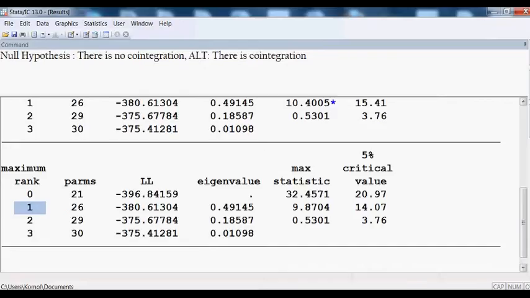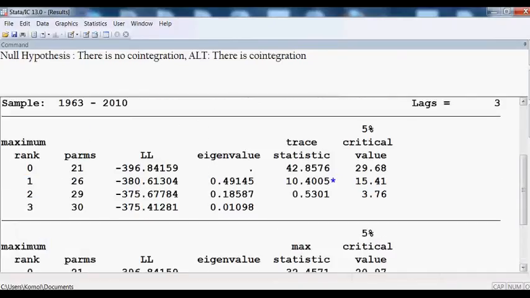That means there is one co-integrating equation, and that is the null hypothesis now. So what is the value of the max statistic? 9.87, which is smaller than the critical value 14.07. So meaning that we cannot reject the null hypothesis, rather we accept the null hypothesis, meaning that there is one co-integrating equation.